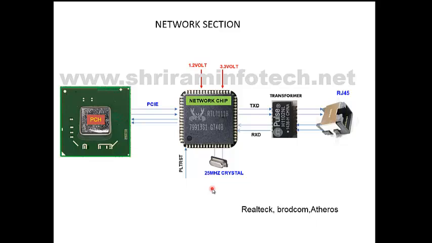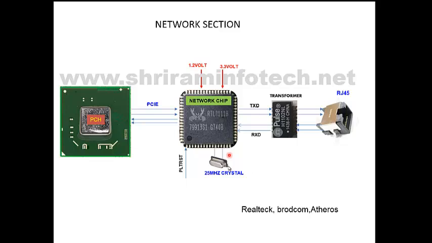On the network chip there will be one crystal. That crystal frequency is 25 MHz. So it is very easy to find on the motherboard. You will find a crystal over there, that is 25 MHz. Once you find this chip, then you have to check the VCC voltage. That is supposed to be 3.3 or 2.5, something like that. So you have to check all the voltages.